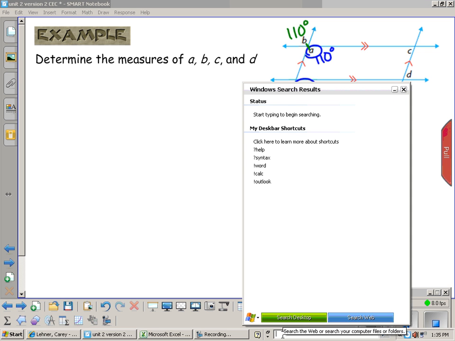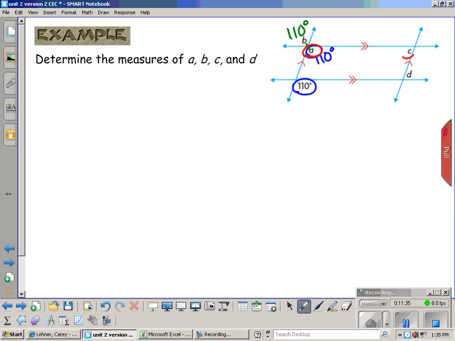If we look at angle A and angle C, these are between these two parallel lines. So these are interior, and they're on the same side of their transversal. Same side interior angles are supplementary. So that means they add to 180. So angle C is equal to 180 minus 110, which is 70 degrees.